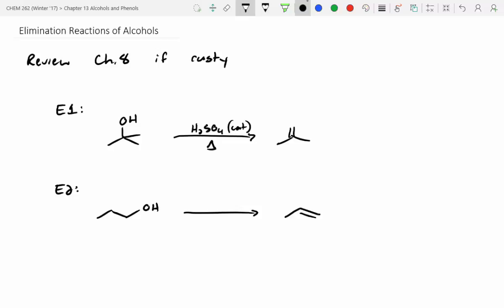So remember, with E2, you have to have a good leaving group. How can we convert that alcohol into a good leaving group? Yeah, you could tosylate it. You could turn it into a bromine. You could turn it into a chlorine. We've now got a bunch of ways for converting alcohols to a good leaving group. So pick your poison. I'll just go with our trusty old tosyl chloride and pyridine.